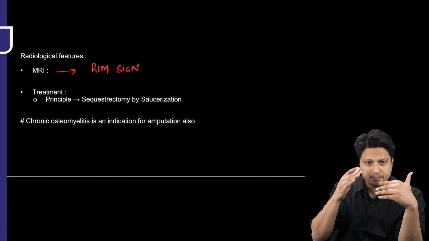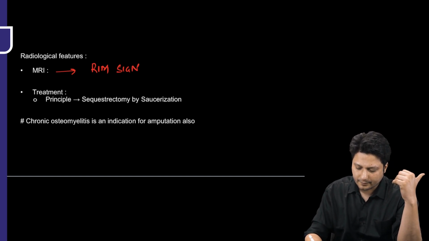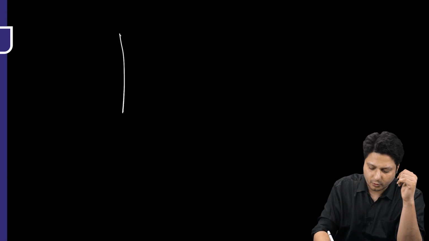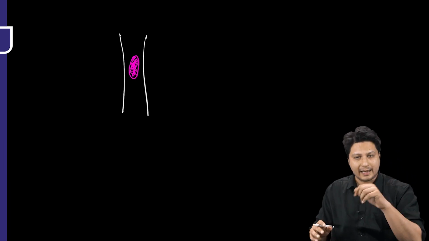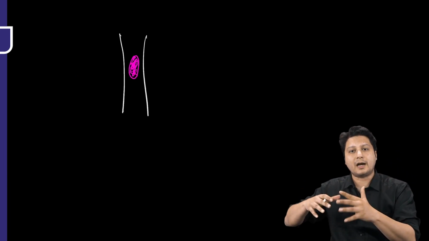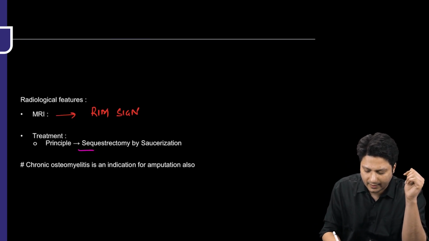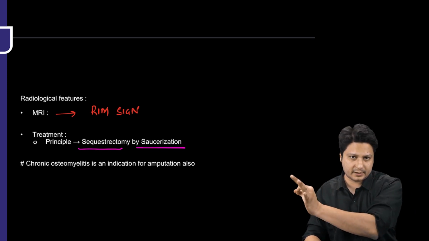Now, the management principle. Now comes the treatment, or what is the management protocol for this chronic osteomyelitis. Imagine a patient is suffering from chronic osteomyelitis, and here we have all the inflammatory tissues present inside. So this is the pathological cavity which has been created. So what is the ultimate management? The ultimate management is that you have to perform sequesterectomy by saucerization. That means you have to perform sequesterectomy.